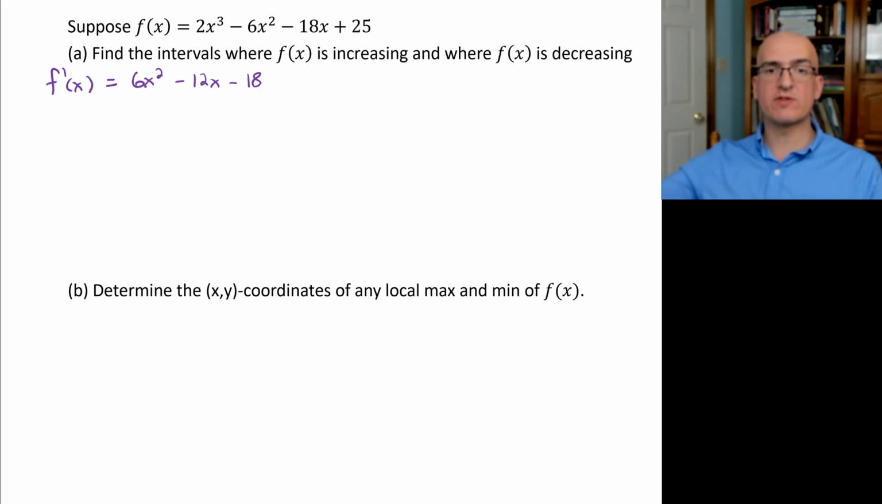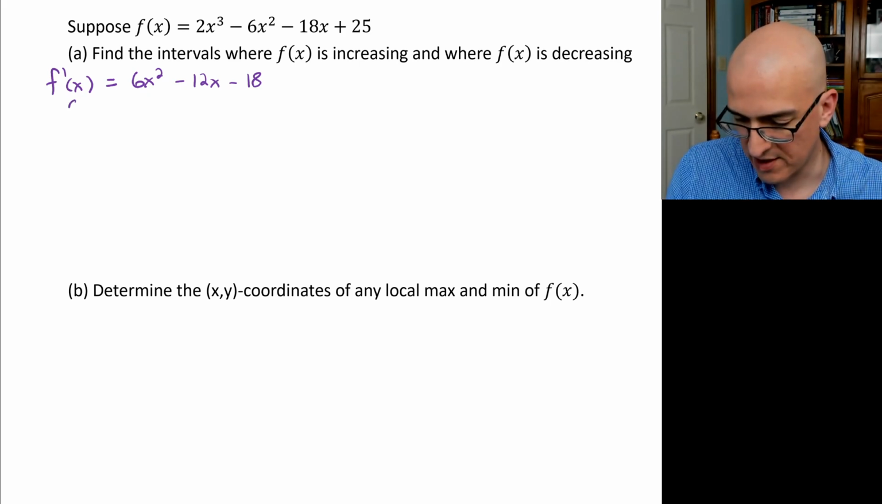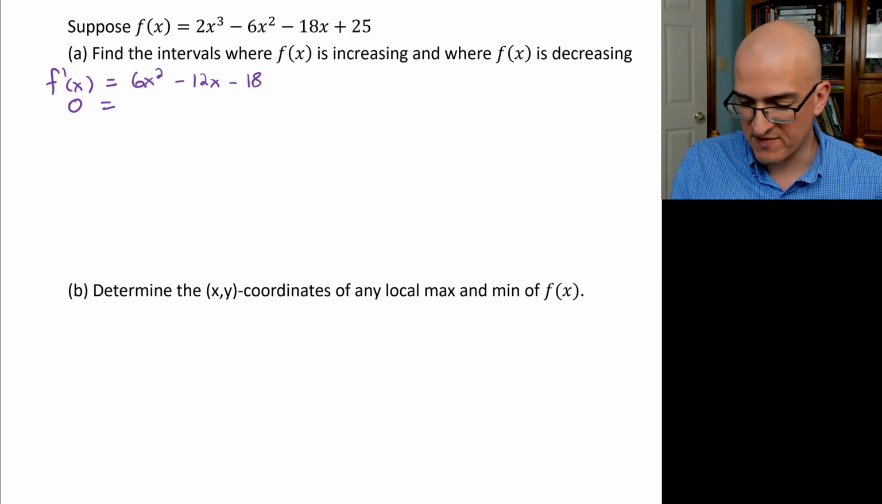That will tell us where to break up the number line to probe where the derivative is positive or negative, and then that will tell us where the function switches from increasing to decreasing, or vice versa. Okay, so setting that first derivative to 0, we need to common factor. I'm going to common factor a 6 out, so we have x squared minus 2x minus 3.